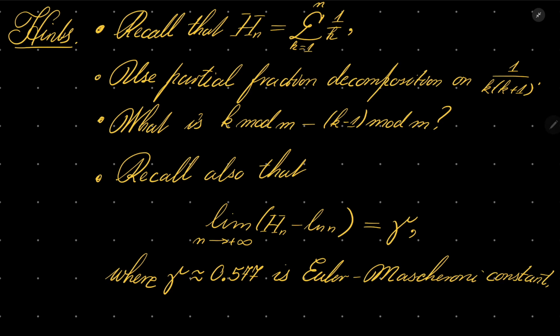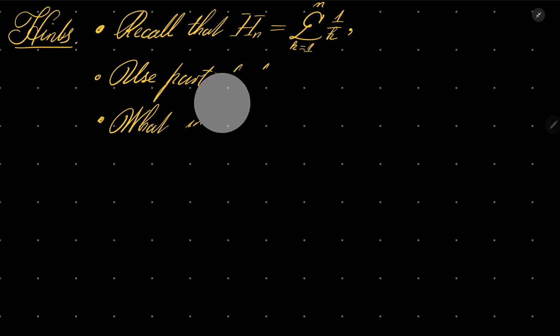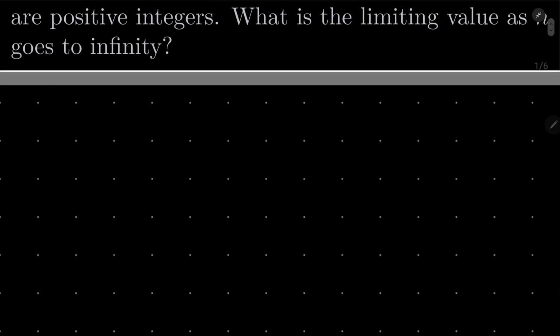And finally, for the last part of our problem, it's a well-known fact from mathematical analysis that the limit as n goes to infinity of the nth harmonic number minus the natural log of n equals gamma, where gamma is the famous Euler-Mascheroni constant. We'll give this problem a try and I will see you in a minute. Okay, so here is my solution.